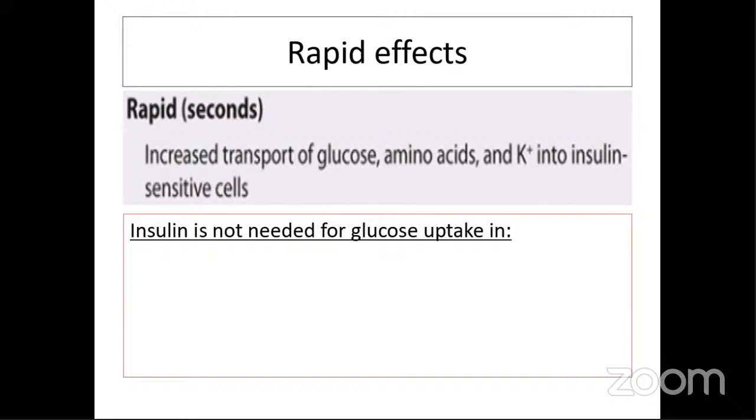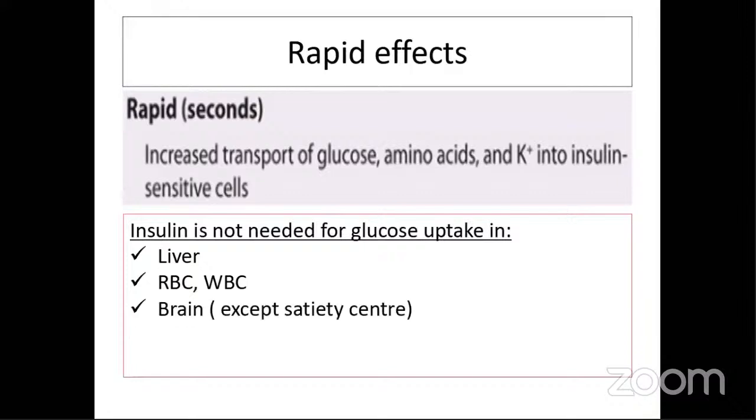RBC. Yes, excellent. RBC, then brain. Very good. Brain, then renal medulla, liver, then kidney, placenta. These are some of the structures which don't require insulin for glucose uptake. And if you look into the brain, there is one important key point here. All the brain areas except the satiety center.